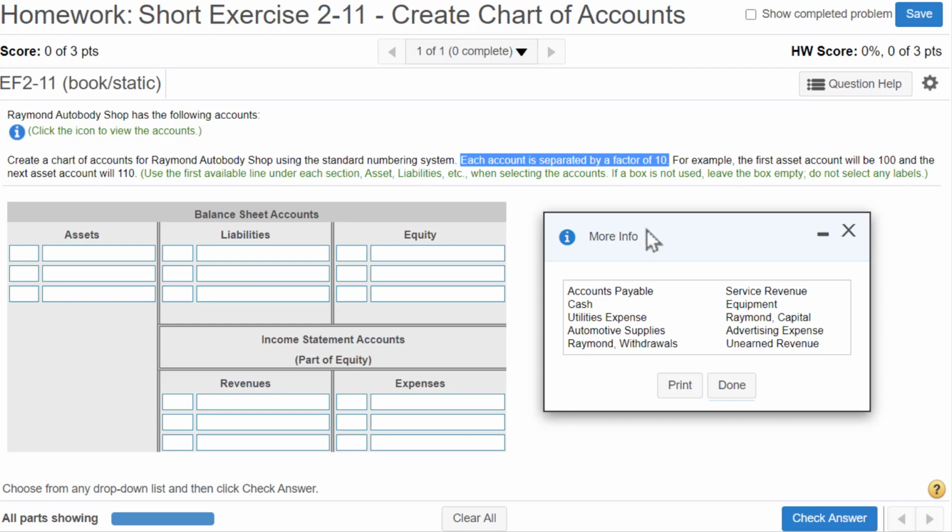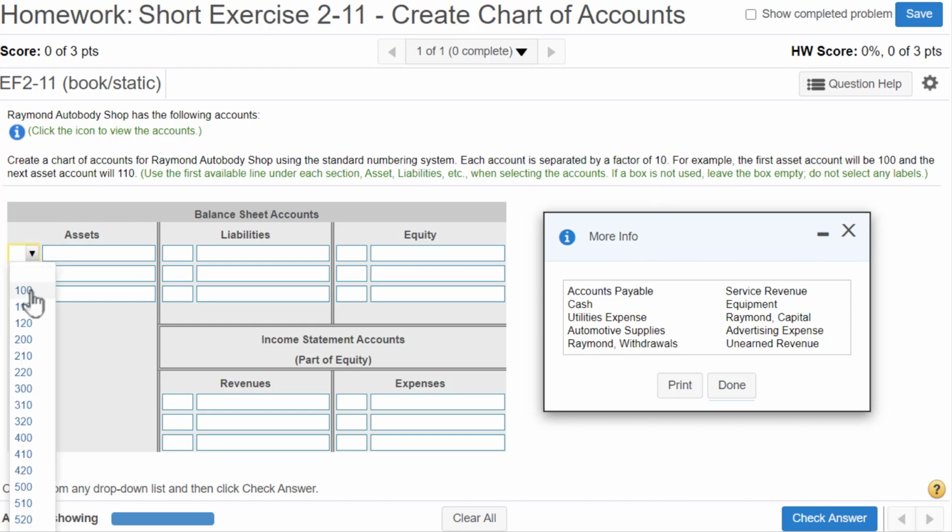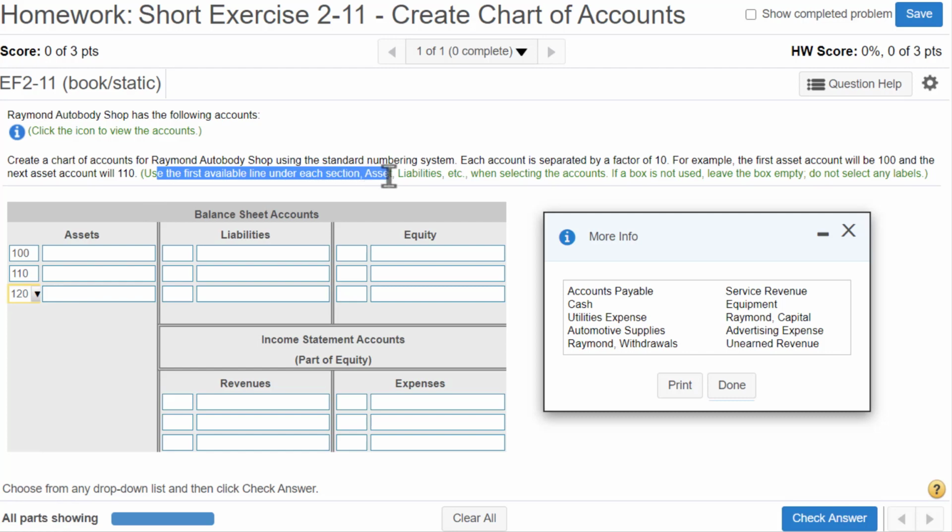accounts in between them. For example, the first asset account will be 100, and the next asset will be 110, which would mean the next one is 120. Use the first available line under each section, asset, liability, etc. when selecting the accounts. In other words, when we're doing our liabilities, don't put the first liability here. If a box is not used, leave it empty.